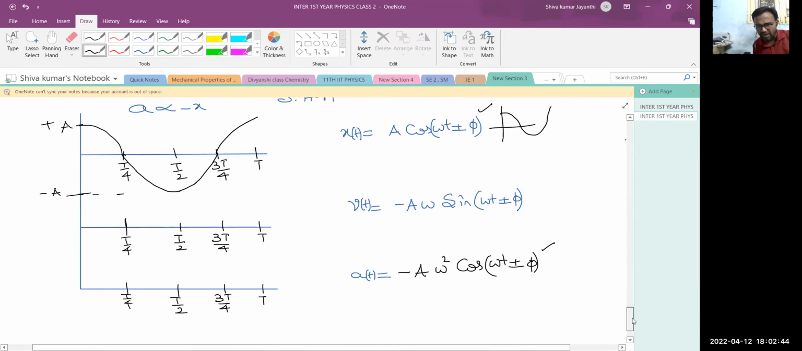So both will look alike. Then what is the difference? Can you tell me? What could be the difference in this and this? This is the difference. The omega square, sir. Yeah, that omega square extra term came into existence.